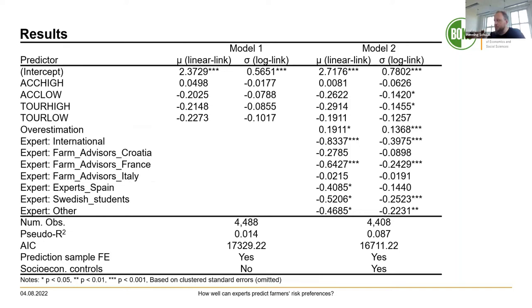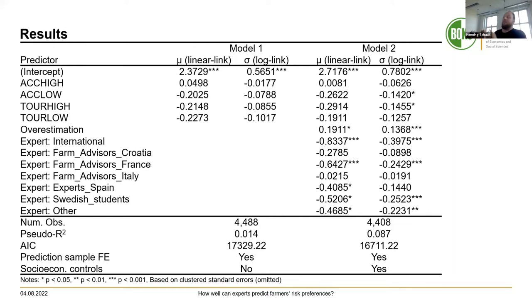On the right hand side, you see an augmented model, which also includes socioeconomic variables and the dummy variables for the respective expert groups who predicted the outcomes. And what we see is that there are negative estimates for the effect of the treatments in most cases, both for the mean of the accuracy, so for the closeness of the predictions to the true value, but also for the variance, so for the diverseness or the noisiness of the predictions.